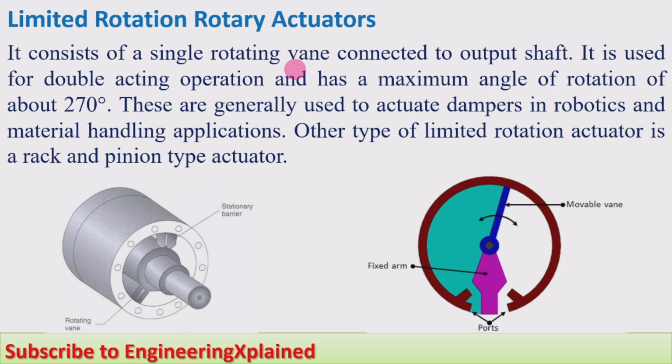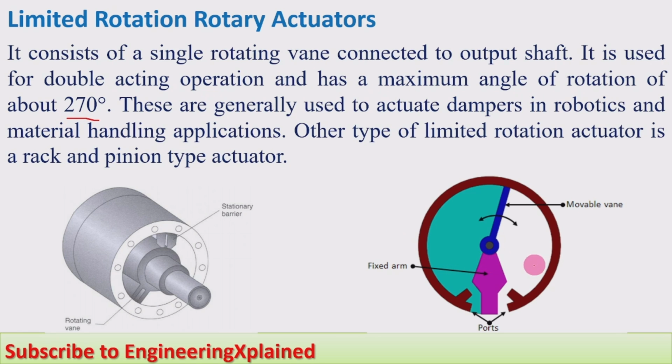It consists of a single rotating vane. Here we can see this is a single rotating vane. There is a movable vane connected to the output shaft. It is used for double acting operation and has a maximum angle of rotation of about 270 degrees.